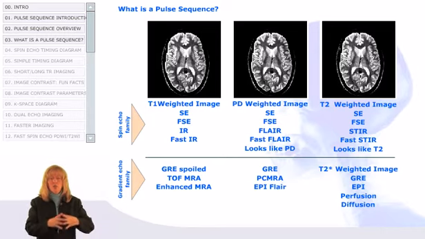And in MR, we pulse on the RF, and we also pulse on gradients with certain timings between these pulses in order to achieve the images that we desire.